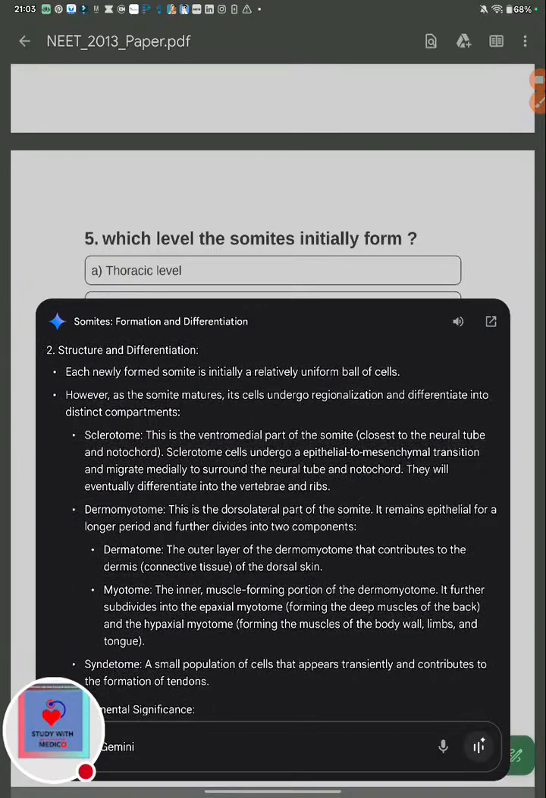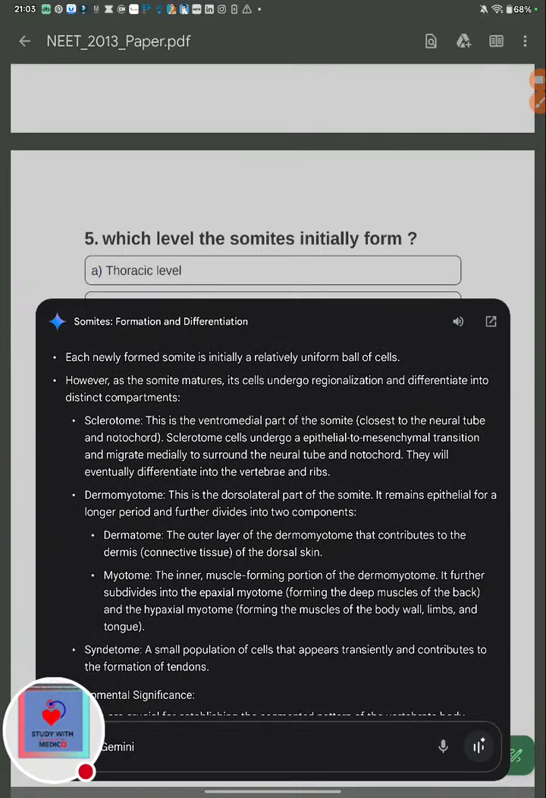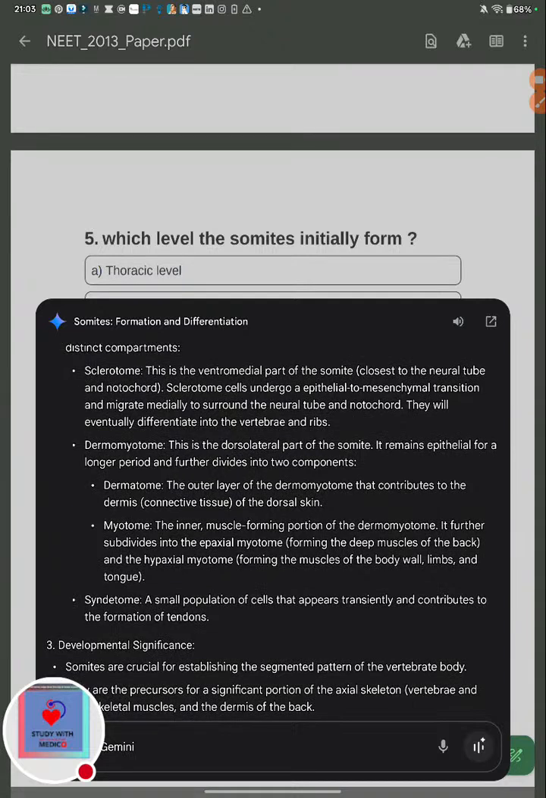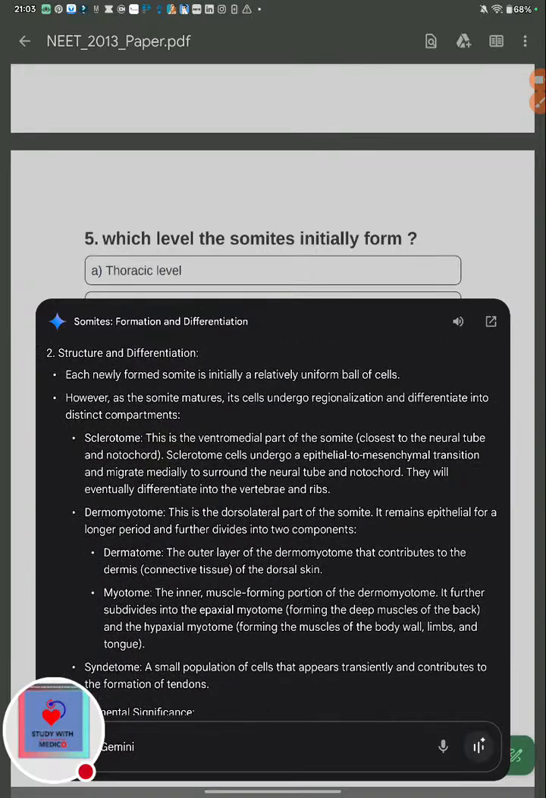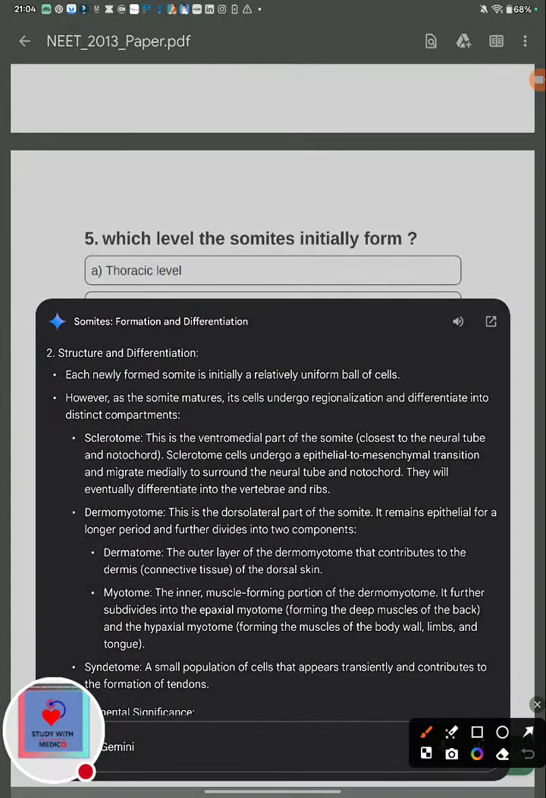Each newly formed somite is initially a relatively uniform ball of cells. However, as the somite matures, cells undergo regionalization and differentiate into distinct components: sclerotome, dermomyotome, dermatome, myotome, and syndetome.